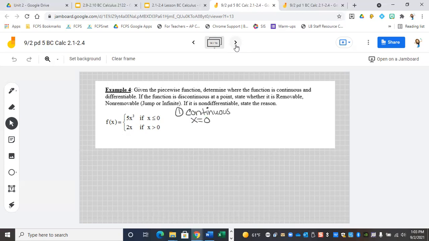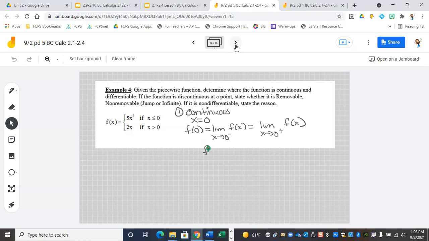So remember the definition of continuity then, f of 0 has to be equal to the limit as x approaches 0 from the left and has to be equal to the limit as x approaches 0 from the right. So that's your definition of continuity. All you're doing is plugging in zeros. Don't make it harder than what it is. You're just plugging in zeros.